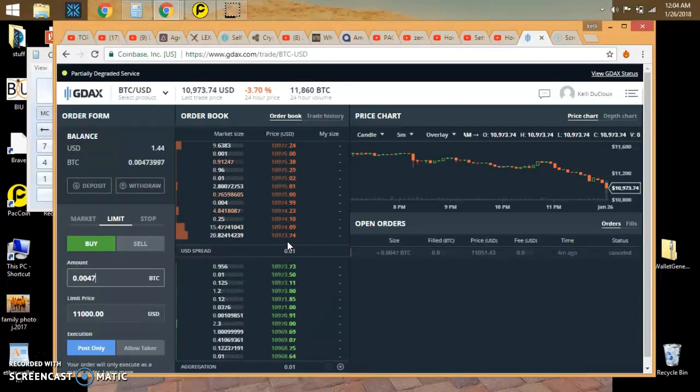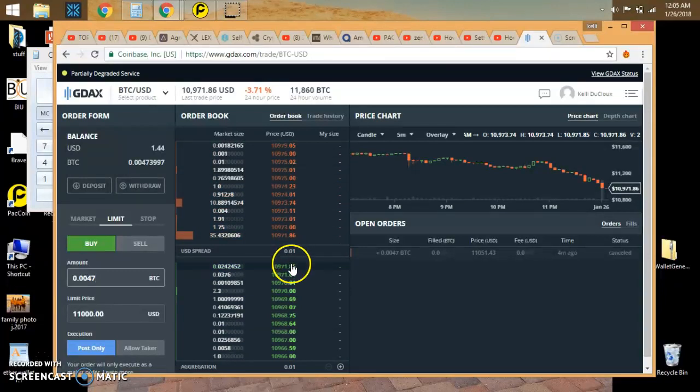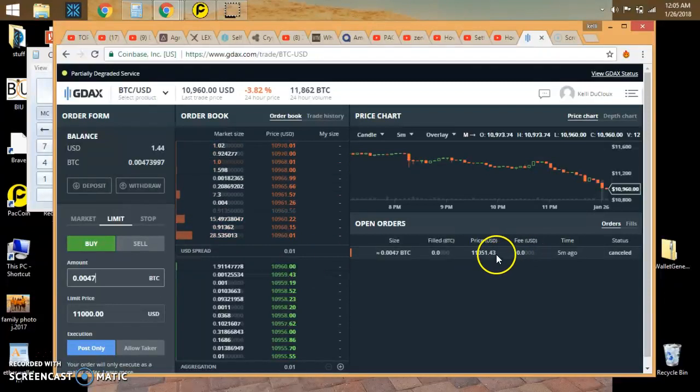Okay, so you can kind of get an idea of which way the market is going to go a little bit. You know, nothing's set in stone, but you can kind of get an idea by watching the orders that are hitting the immediate time frame. So like right now what's hitting is 10,960. Okay, and as you can see, I had an order in for 11.051.